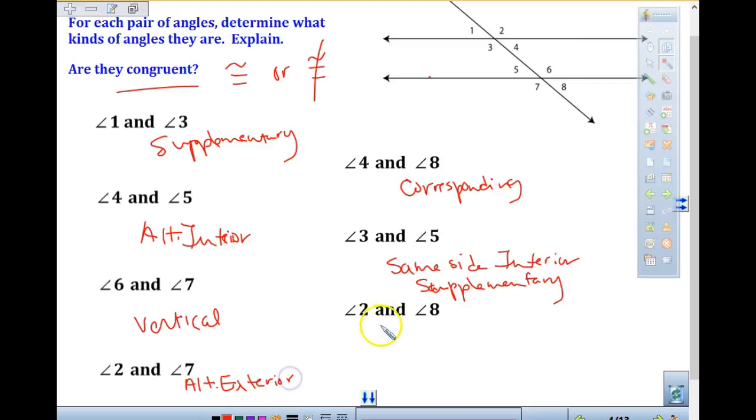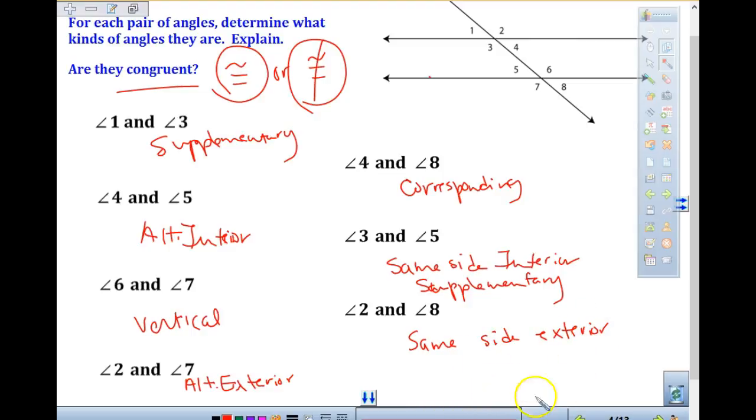So now with your partner, tell if they are congruent. Tell me the congruent symbol or not congruent behind each one and make sure you and your partner agree. This was our same side exterior. Talk with your shoulder partner, make sure you agree.